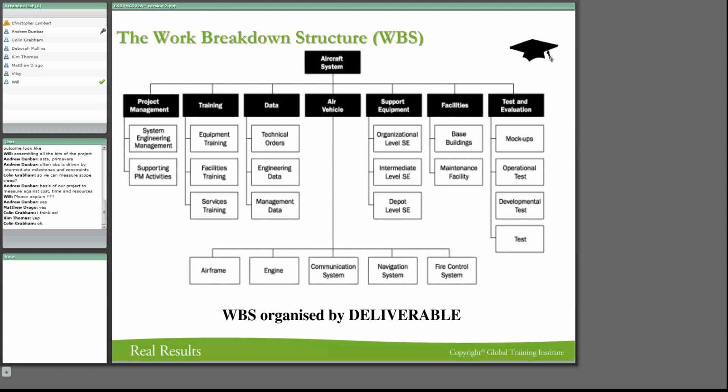Now you can see that each one of those deliverables could have a project manager in its own right, and they would be sub-projects in some way. Looking at the facilities, looking at the test and evaluation, which is absolutely critical in an aircraft because we don't want it to crash. The whole testing and evaluation starts at the same time as you're doing your equipment training. So that's the way this one could be broken down.